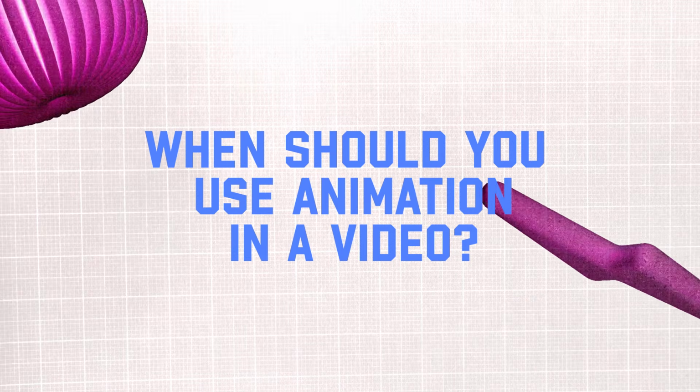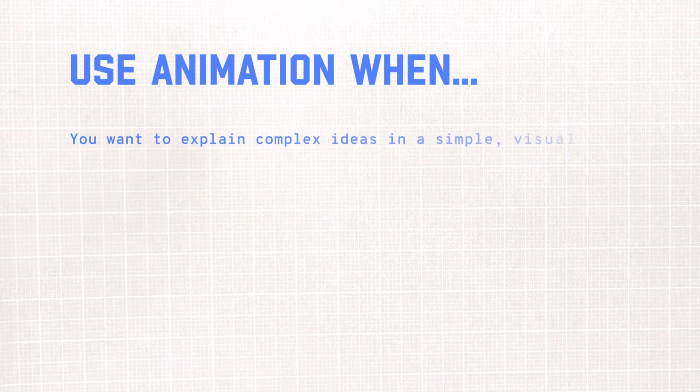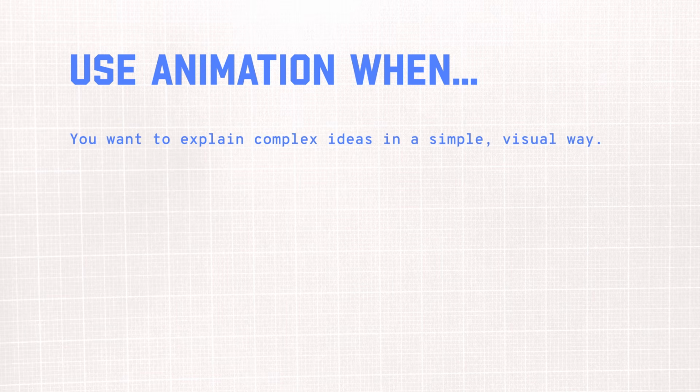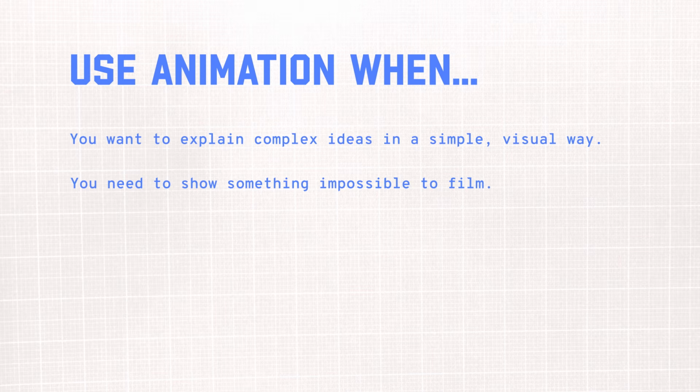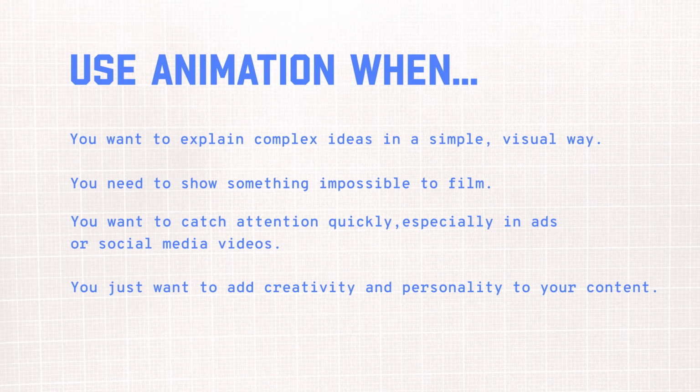Now that you know the 6 main types of animation, you're wondering, when should you use animation in a video? Animation works best when you want to explain complex ideas in a simple, visual way. You need to show something impossible to film, like molecules, space, or abstract concepts. You want to catch attention quickly, especially in ads or social media videos. Or you just want to add creativity and personality to your content.